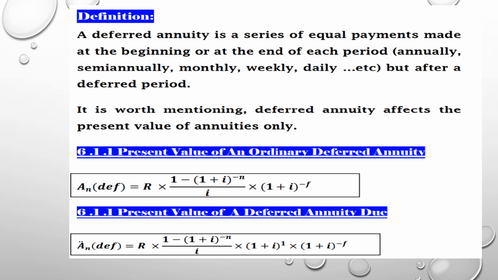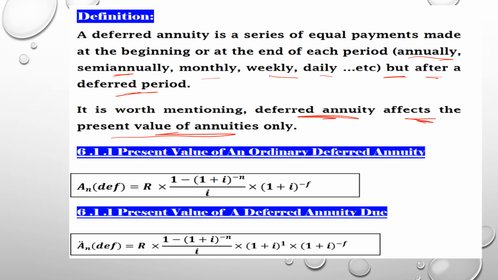A deferred annuity is a series of equal payments made at the beginning or at the end of each period, either annually, semi-annually, monthly, weekly, daily, and so on, but after a deferred period. So deferred annuities are a series of equal payments made after a deferment period, and it may be at the beginning or at the end of each period. So the deferred annuity affects only the present value of annuities.